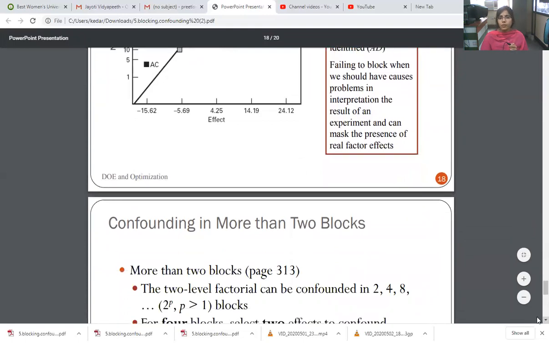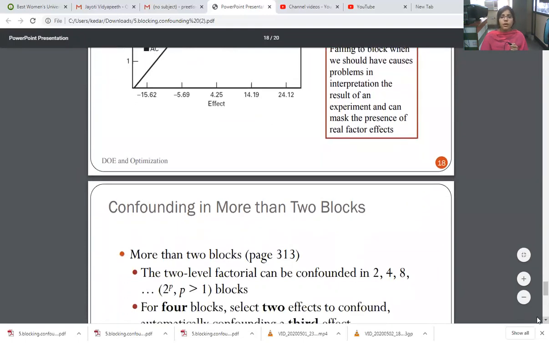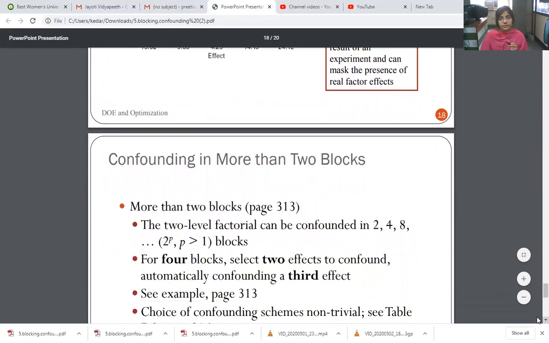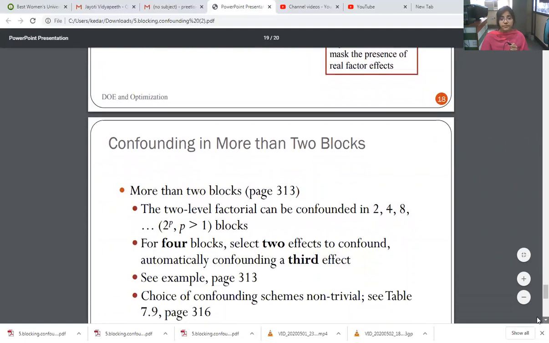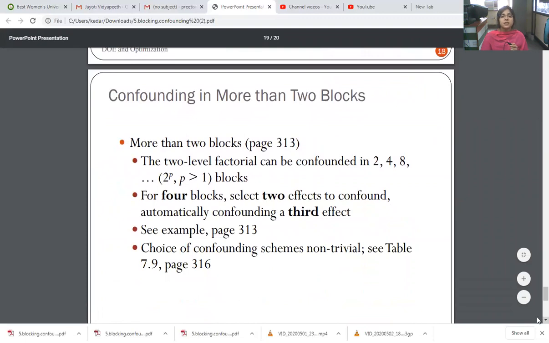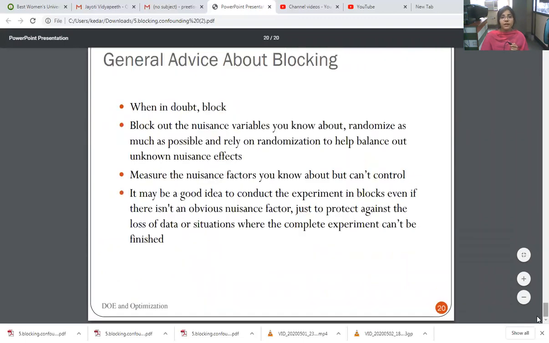Confounding with more than two blocks. With more than two blocks, the two-level factorial can be confounded in 2, 4, 8 blocks. For four blocks, select two effects to confound, which automatically confounds a third effect. See the last slide for the example. Choice of confounding scheme is non-trivial; see Table 7.9.